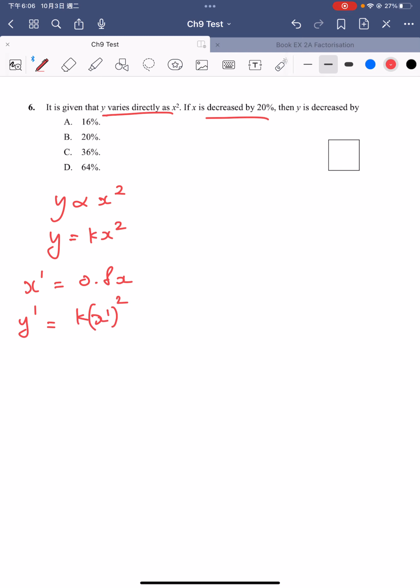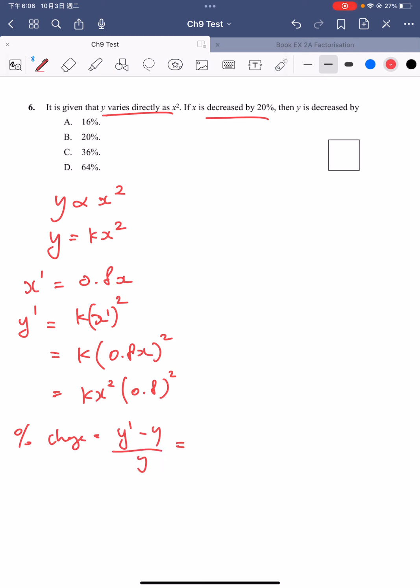Then we substitute the new x is equal to 0.8x. Then we have k times 0.8x squared, which is kx squared times 0.8 squared. So the percentage change is going to be using the new y minus y, divided by y. Then it's going to be equal to kx squared times (0.8 squared minus 1), minus the original y, which is kx squared, and divided by the original one, which is kx squared.